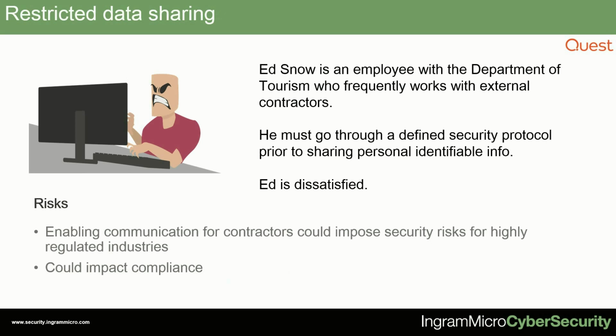Here, Ed Snow is an employee with the Department of Tourism. As per the policy, he is not supposed to leak sensitive information. He must go through the defined processes before he shares personal information, right? But somehow he manages to make changes in the Active Directory and he leaks the sensitive information. This is a very high risk for any organization to fail a compliance. So this was another good example of what the consequences are if you don't have control on the Active Directory.